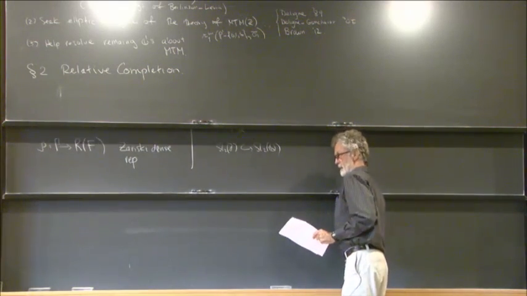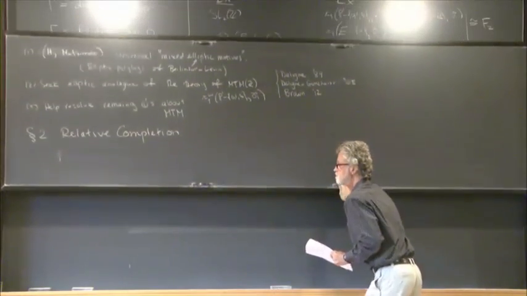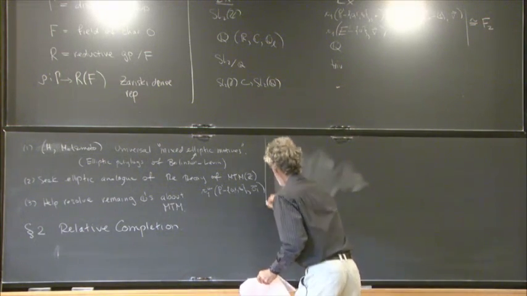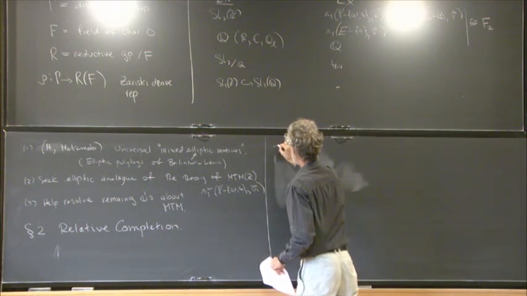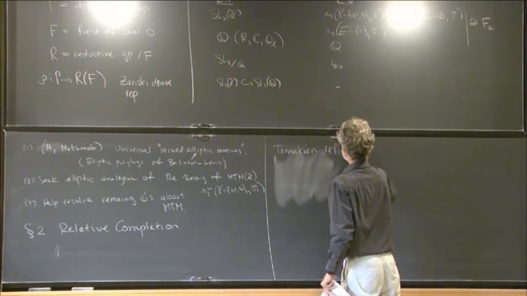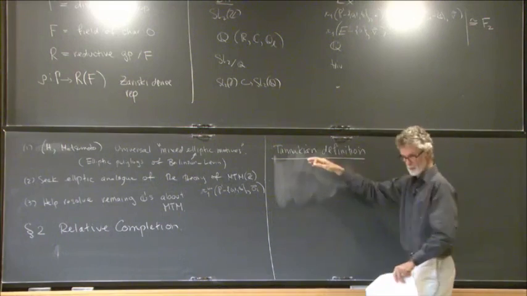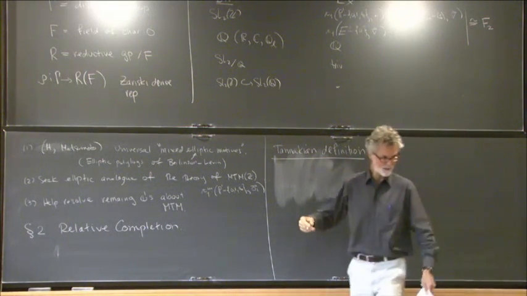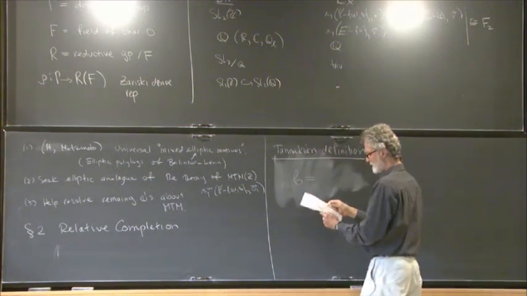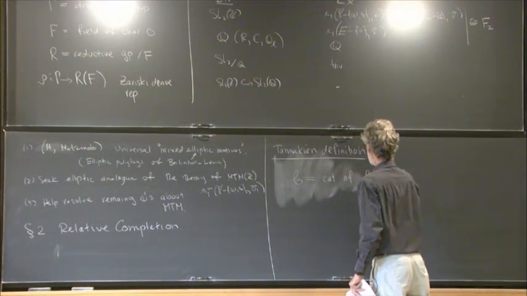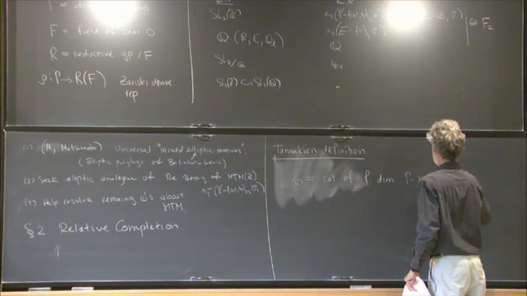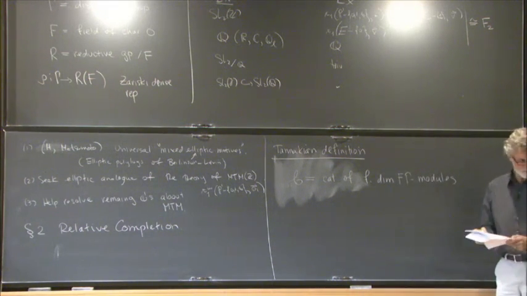So I want to define the appropriate completion. There are two ways to define this, but I'll give you the Tannakian definition, and then I'll give you the naive one. It's taken me something like 30 years to come around to the Tannakian point of view, but actually it has great advantages. C is going to be a category, the category of finite dimensional Gamma modules. Maybe I should put F Gamma modules, finite dimensional over F.